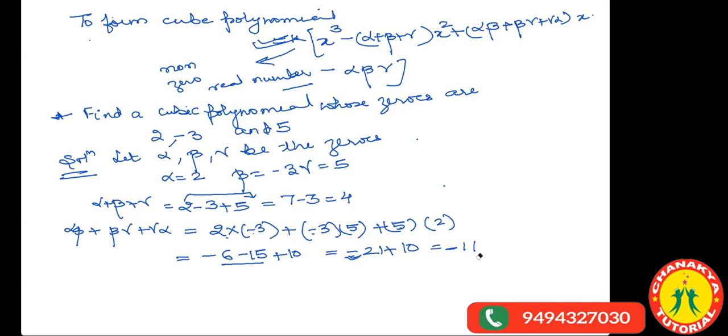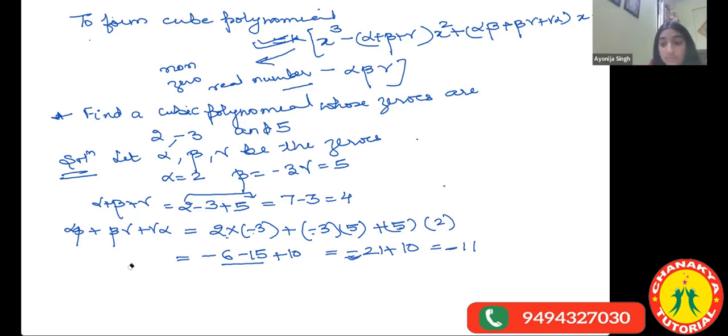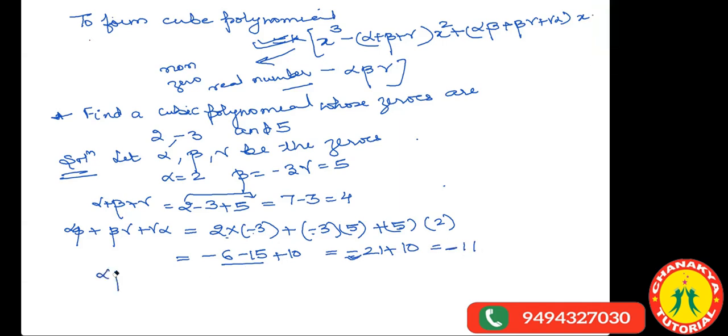Clear this thing, children? Yes, ma'am. Now find alpha, beta, gamma, meaning the product of these three. So 2 multiply -3 multiply 5. Now 2 times 3 is 6, 6 times 5 is 30. So it will be -30. Clear? Unmute yourself, children, and tell me. All have understood? Yes, ma'am.